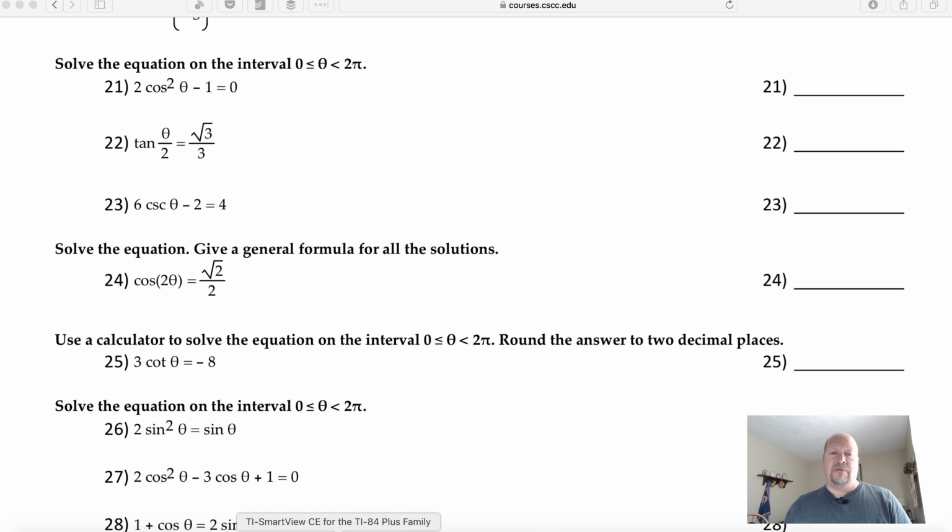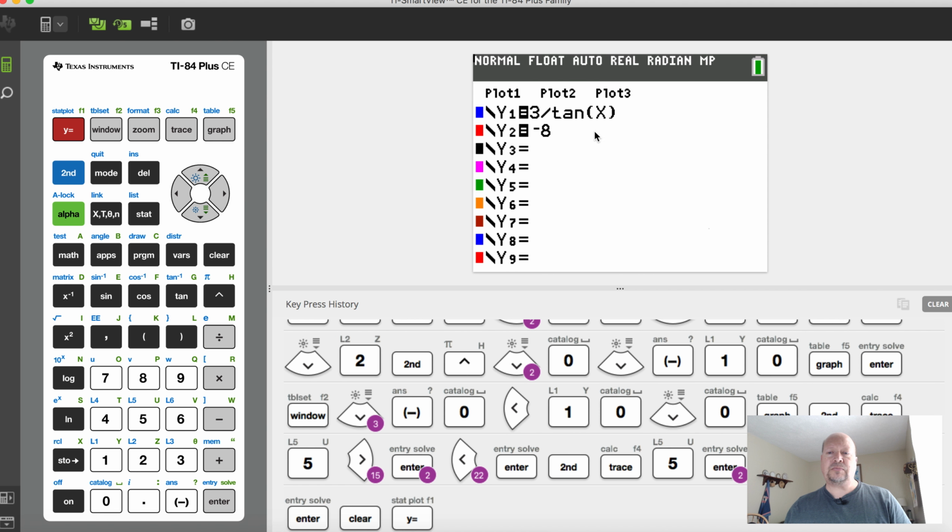So if you pull up your calculator, I've got these two already entered in here. In y1, notice there is no cotangent button, so what we have to do is use the 1 over tangent. So instead of 3 cotangent x here, I have to put 3 times 1 over tangent, so that's 3 over tangent. Then I have in y2 -8. So essentially two functions, one for each side of the equation.